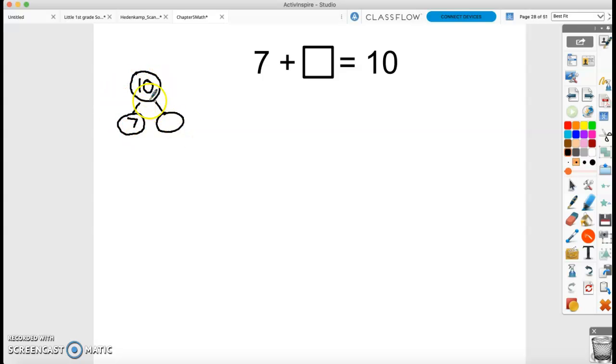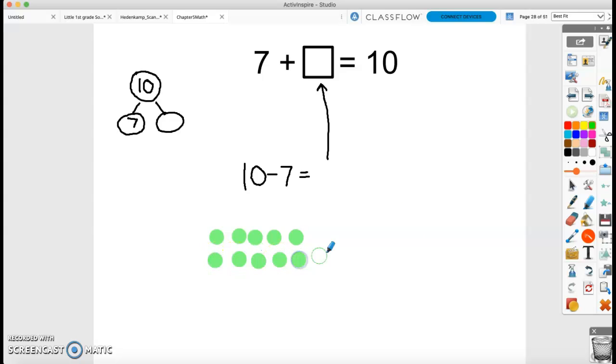So I know that in my number bond I can do a subtraction sentence to help me out. So I could do 10 minus 7 equals, to figure out what number would go here, because that would be my other part. So I'm going to draw 10. Here we go. 1, 2, 3, 4, 5, 6, 7, 8, 9, 10.